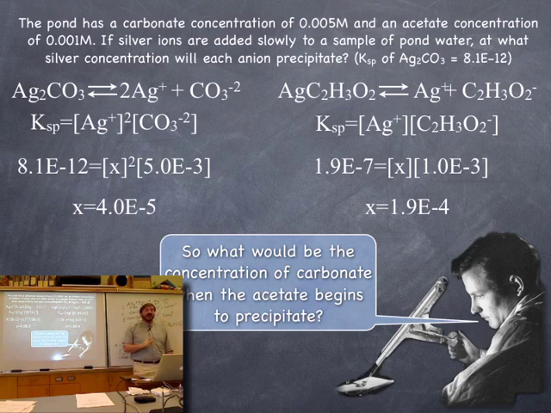So, what's the concentration of silver ions that they're asking me to think about? 1.9 times 10 to the negative 4th, because that's the concentration of the silver ions when silver acetate begins to precipitate out of the solution. So the question is, what will be the concentration of carbonate ions when acetate begins to precipitate out of the solution? So take a second, do it.